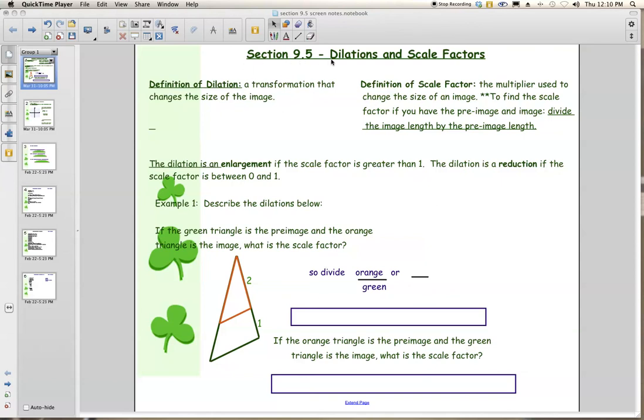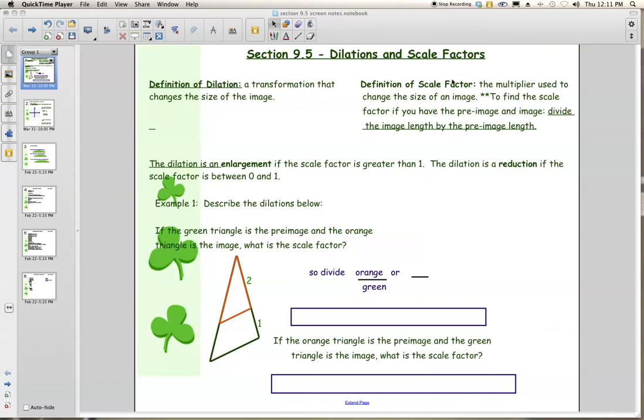Section 9.5 is on dilations and scale factors. The first definition that you need to know is what is a dilation. It is a transformation, like we've talked about reflections and rotations and translations in the past, but it is not an isometry. Remember that an isometry is when the pre-image and the image stay congruent. These are dilations, which means the pre-image and the image will not stay congruent. The image will be either greater than or smaller than the original figure.